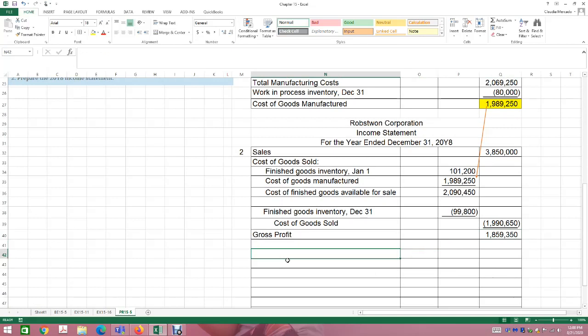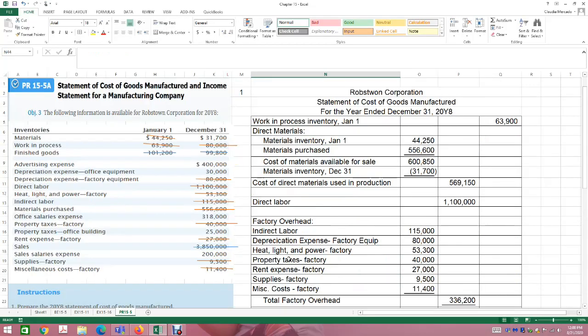Now, after your gross profit, we still have other expenses that we needed to take care of. We have some operating expenses that we need to take care of. So let's look at the information that we have. We have two types of operating expenses: administrative expenses and selling expenses. So let's look at our administrative expenses first.